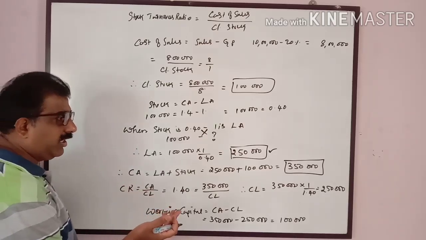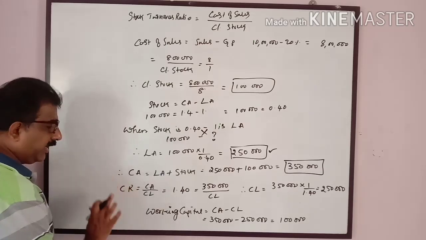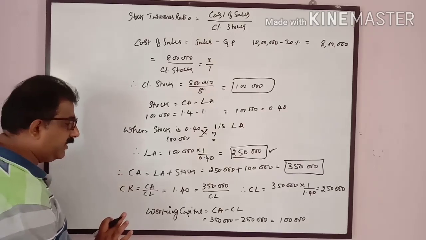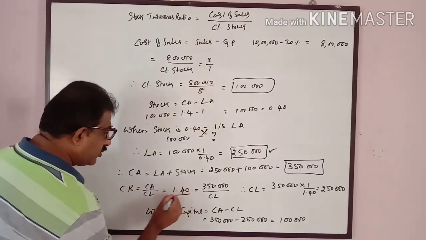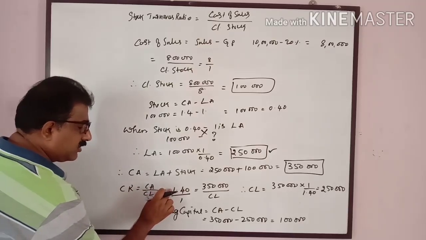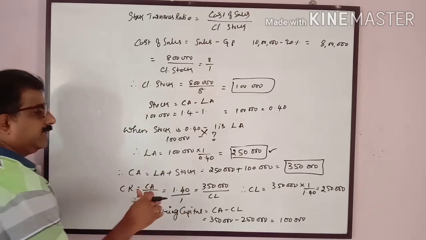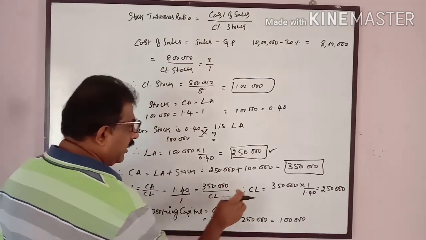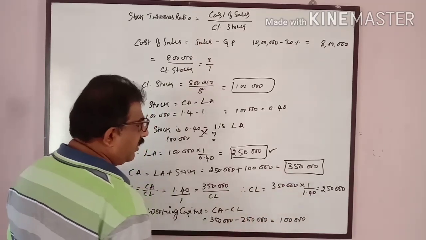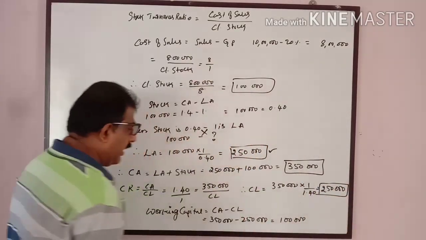Now we can calculate the current liability. We don't know the current liability, but we know the current ratio. Current ratio is equal to current assets divided by current liability. That is given as 1.40 divided by 1. In other words, when current assets is 1.40 times, current liability is 1 time. So current liability becomes what? Current liability is equal to 3 lakh 50 into 1 divided by 1.40, which is 2 lakh 50.